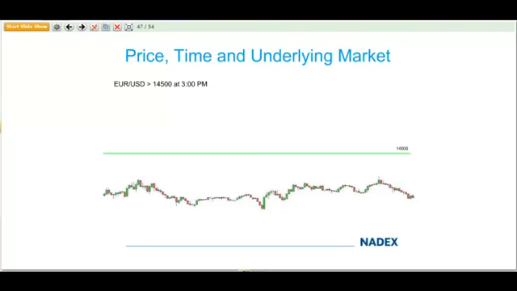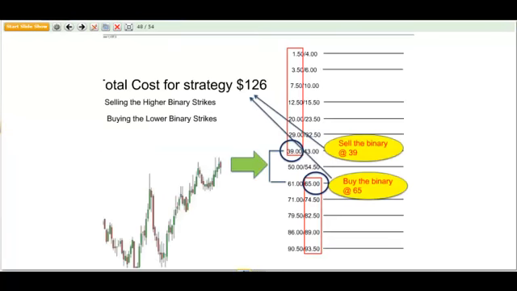Here's where the underlying is already below. As a seller, we have the advantage, and again, time is working in your favor. It settles at 0. You get the payout. But on that same strategy, the total cost here was 126. Now, this is a tight range.